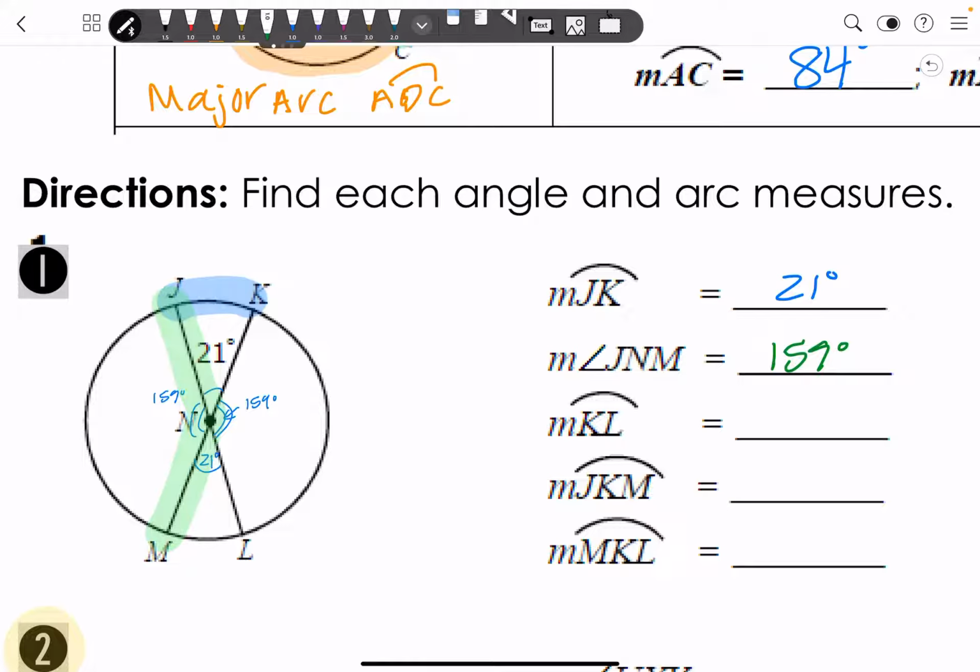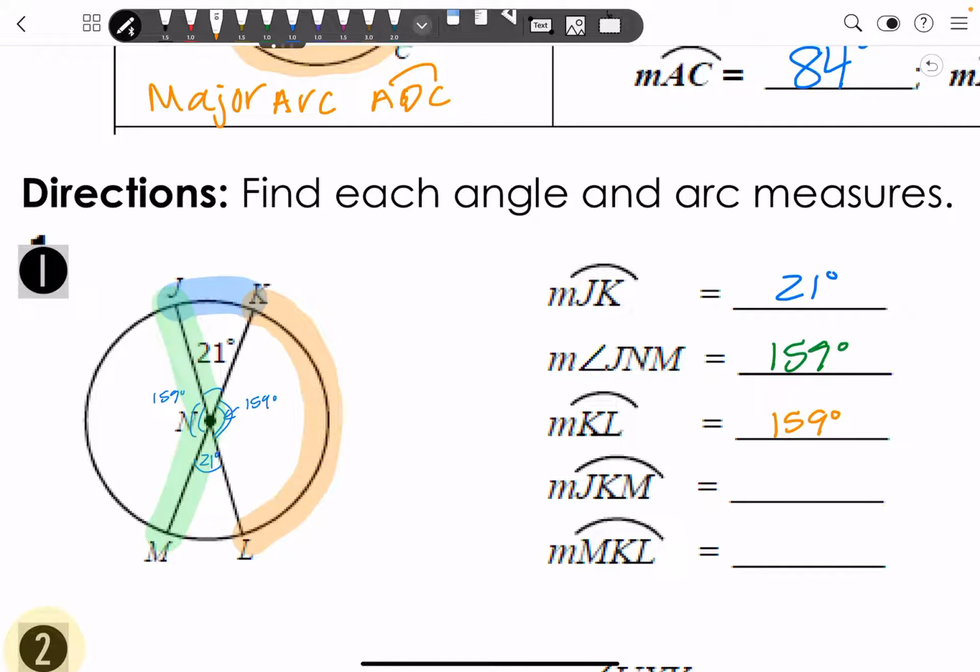Then we've got arc KL right here. And in this case, arc KL is actually a minor arc because it's less than 180. Even though it's a super large arc, it's still less than 180 because it's 159 degrees. So there you have it.